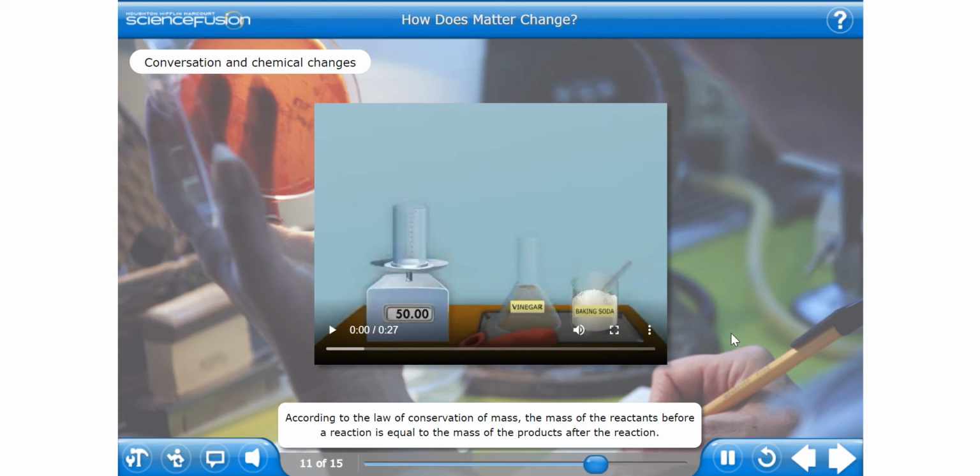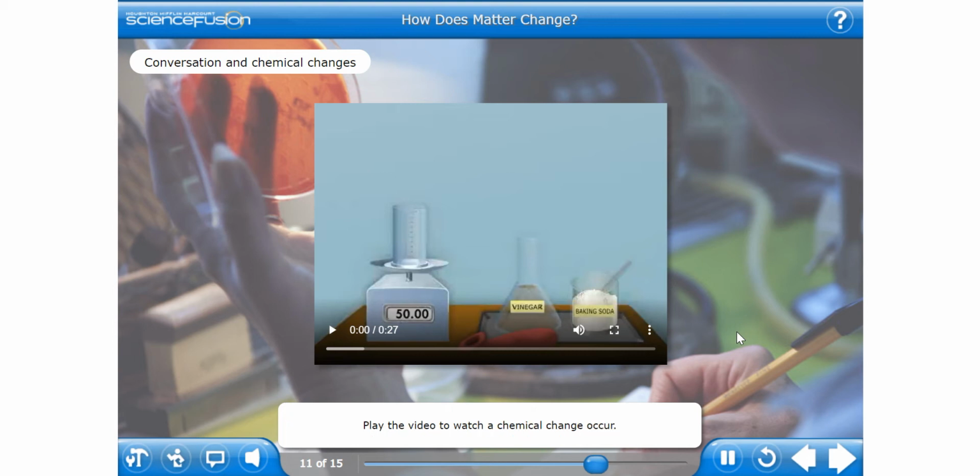According to the law of conservation of mass, the mass of the reactants before a reaction is equal to the mass of the products after the reaction. Play the video to watch a chemical change occur. Notice that the gas produced during the reaction is trapped.